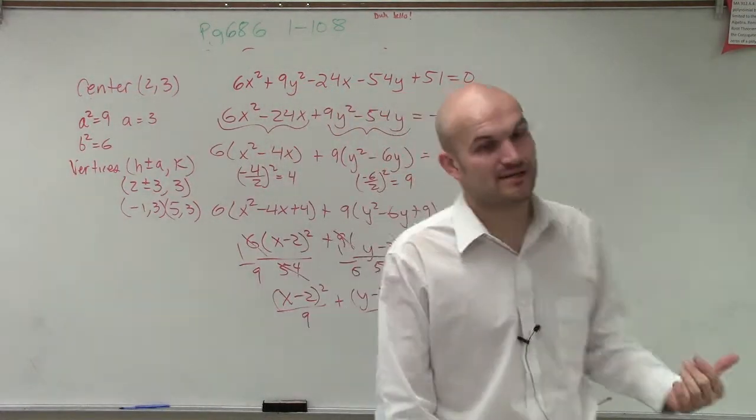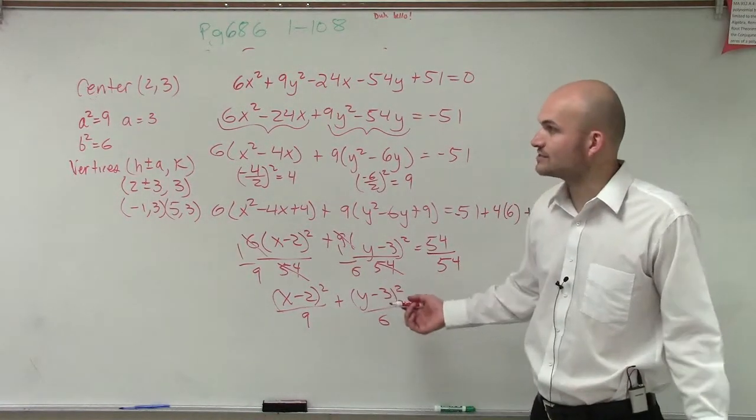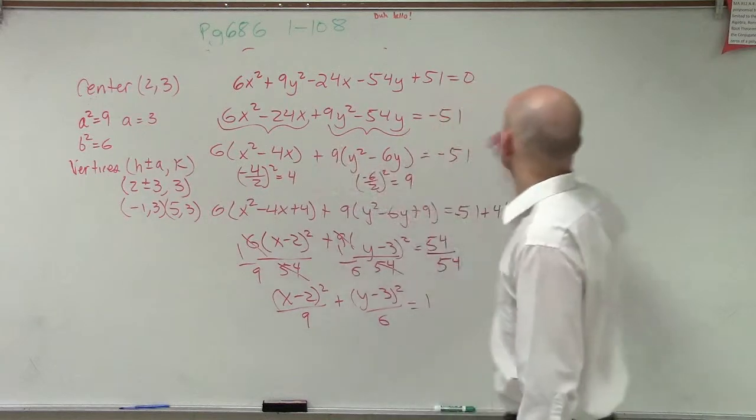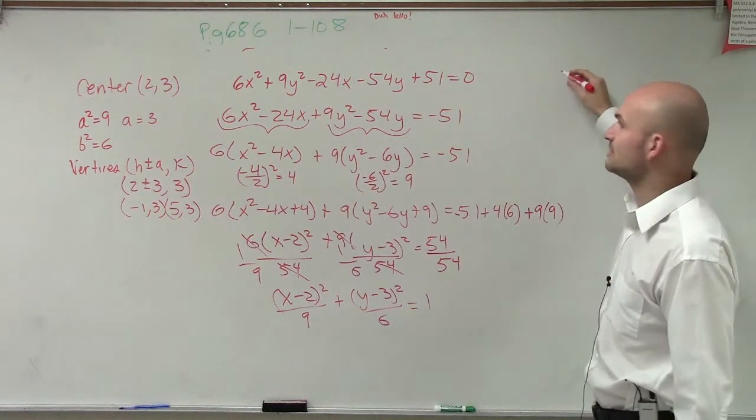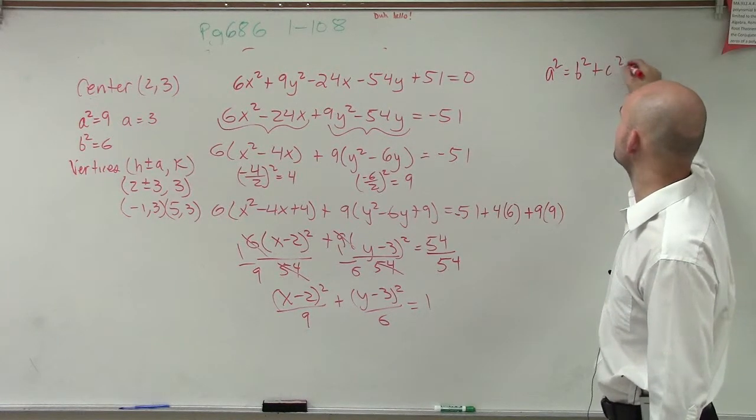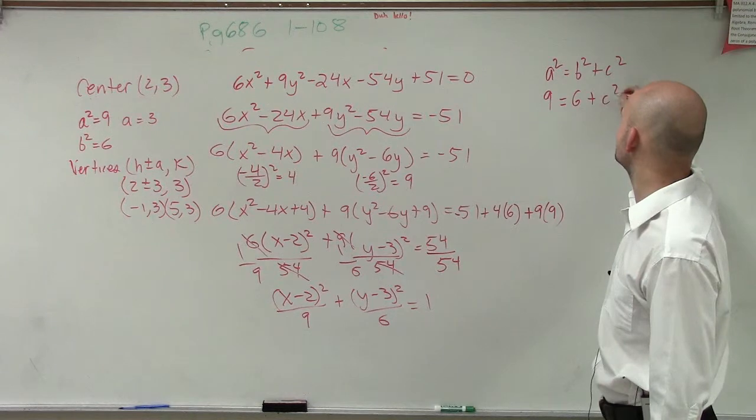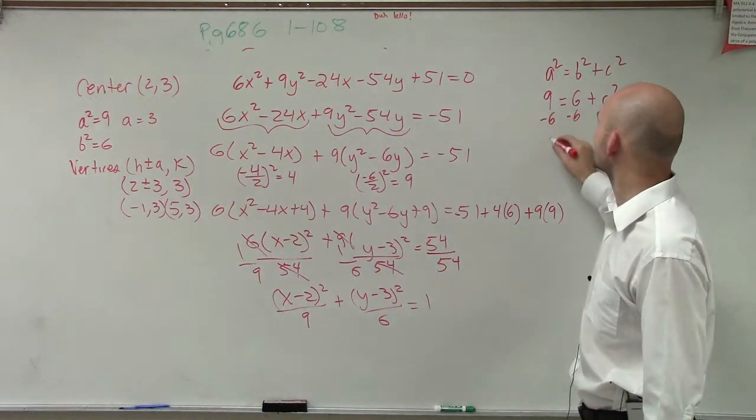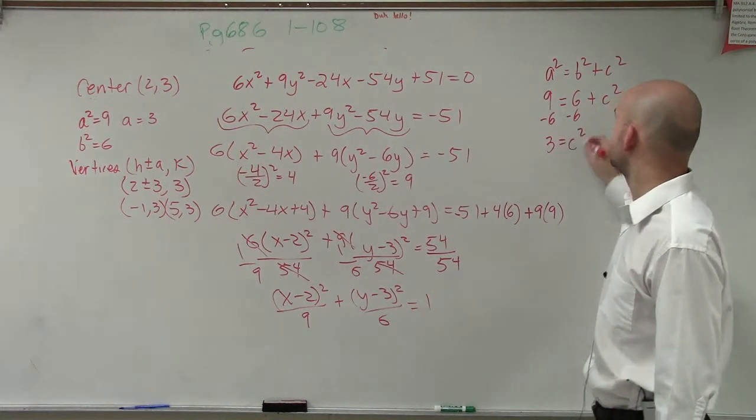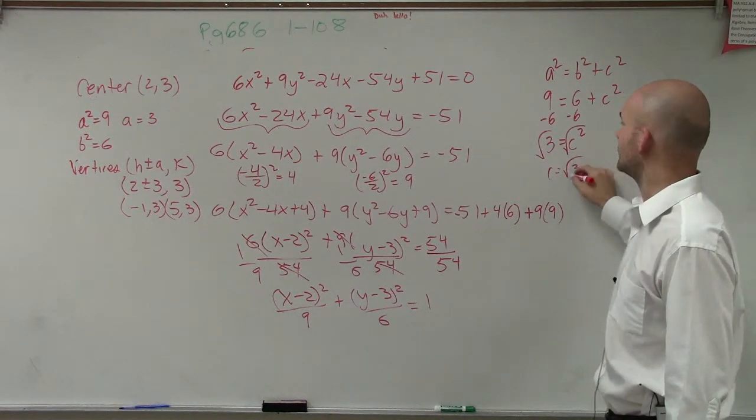And then lastly, we need to figure out what our foci are. So remember for an ellipse, the relationship is a squared equals b squared plus c squared. Well, a squared equals 9, b squared equals 6, plus c squared, 9 minus 6 is 3. So 3 equals c squared. C equals the square root of 3.